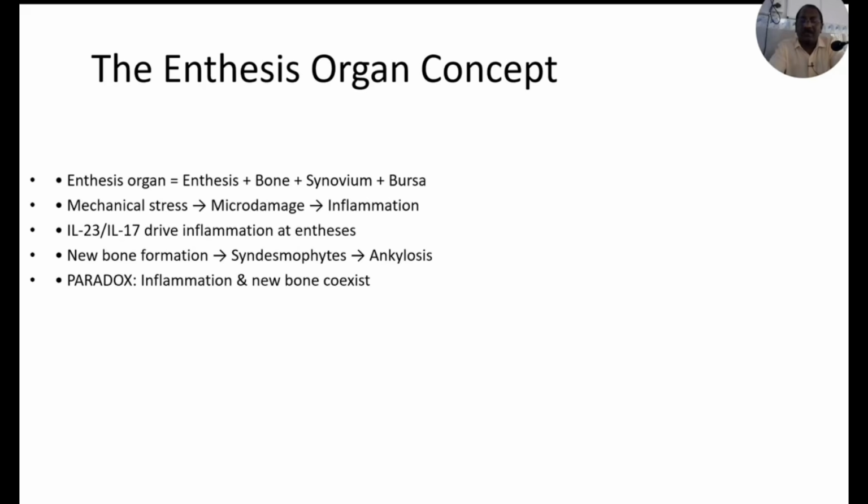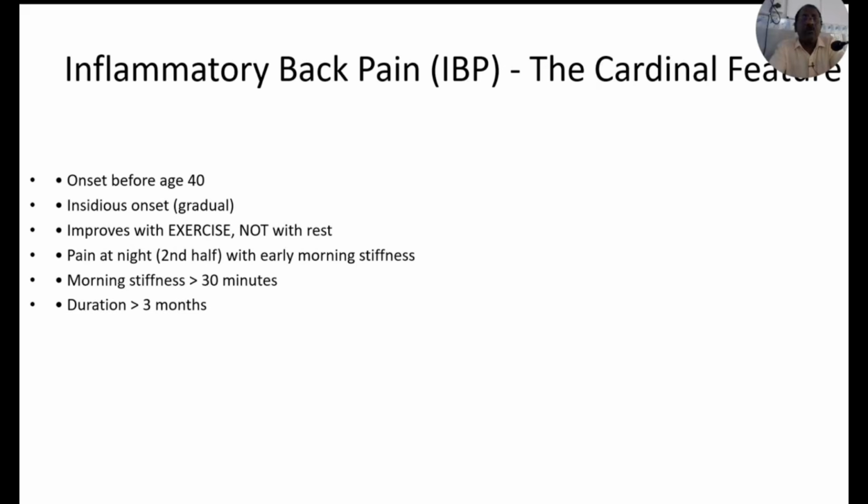So you call it bamboo spine. This is the very important cardinal feature of ankylosing spondylitis: the backache. Which backache? Inflammatory backache. This is very important: inflammatory versus non-inflammatory. Here the onset is before the age of 40. In India we see it at 20, 25, 30 also. It is an insidious onset, a gradual onset.